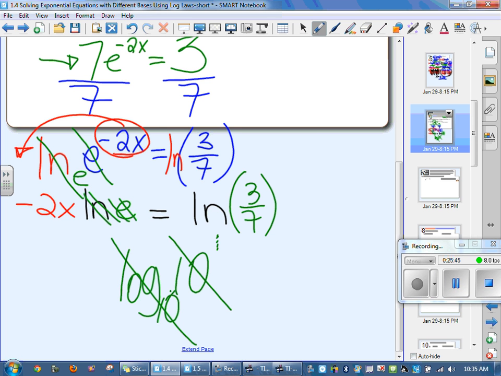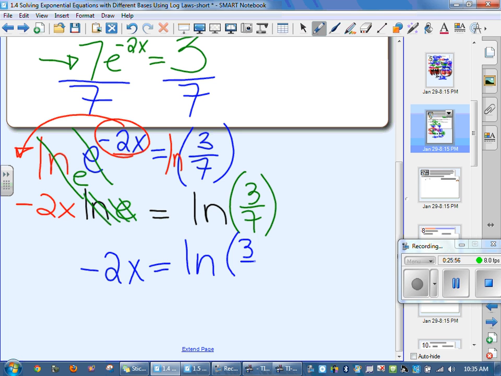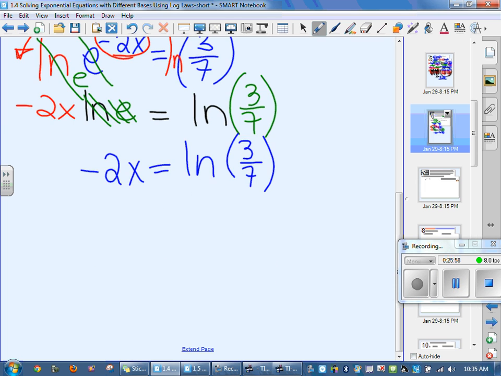Negative 2x equals ln 3 over 7. Now I solve the equation like normal by getting rid of what's in front of x. How do I get rid of what's in front of x? You divide it out. How come? Because it's sitting beside x, which means multiply. So I'm going to divide out both sides by negative 2.